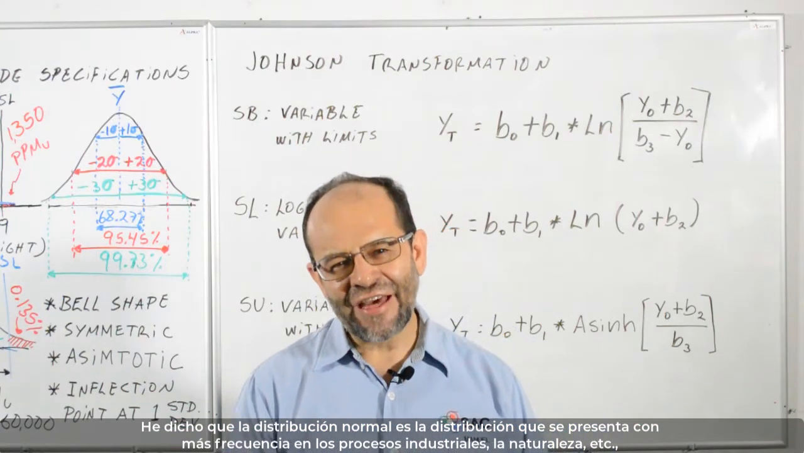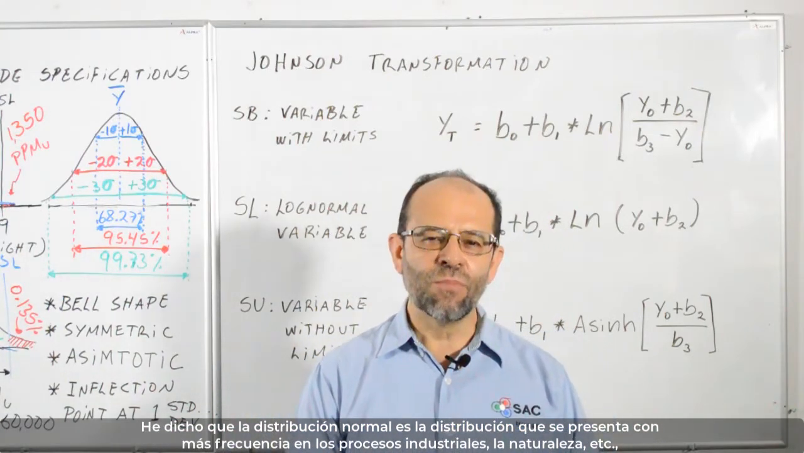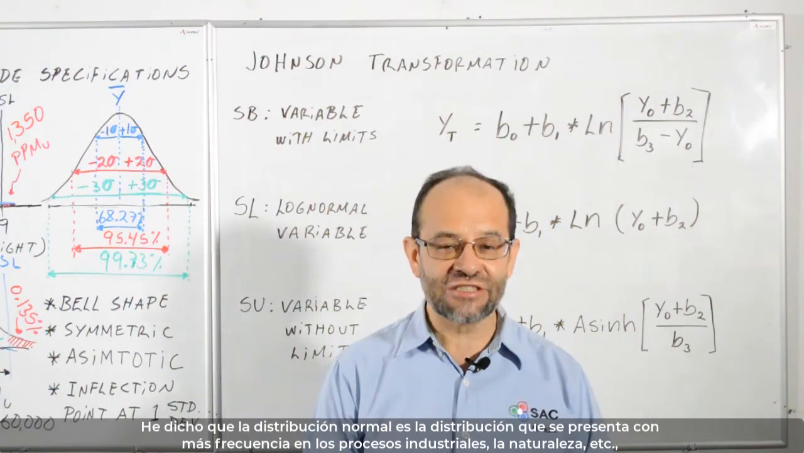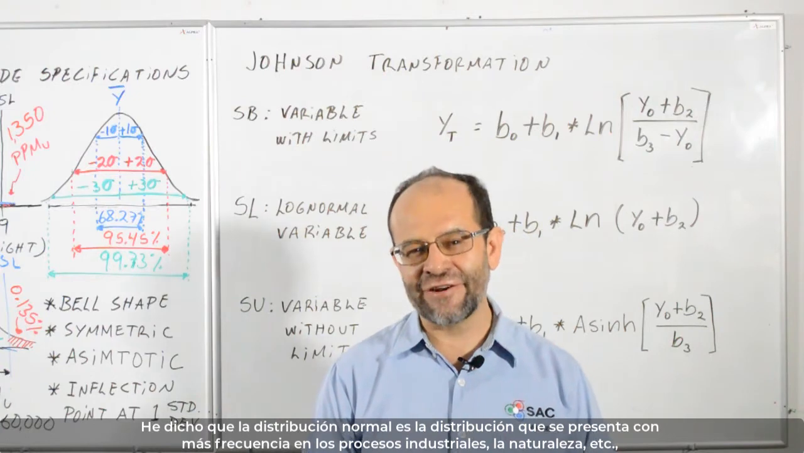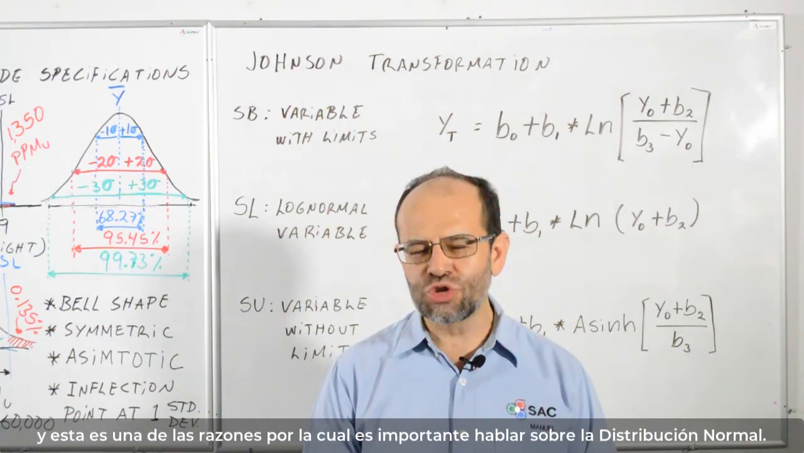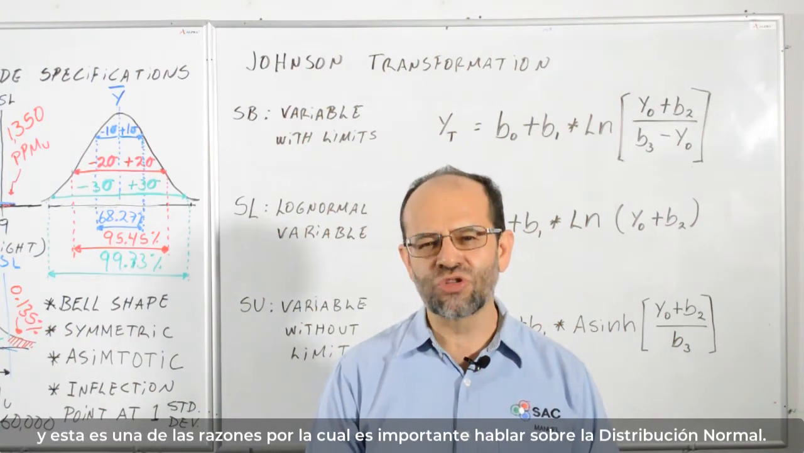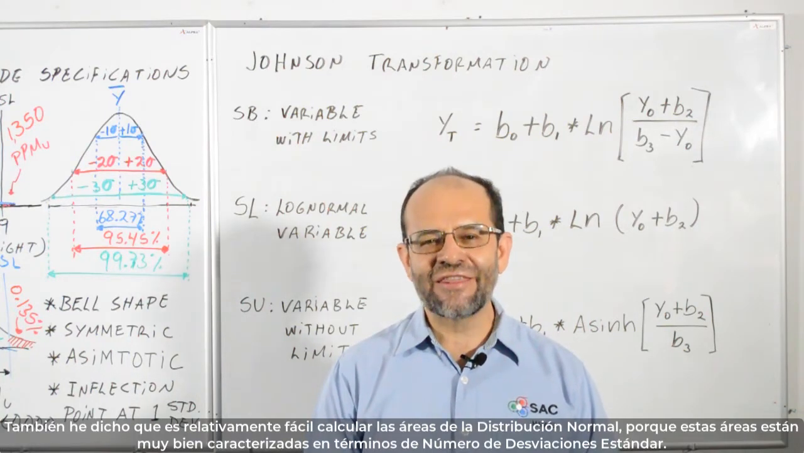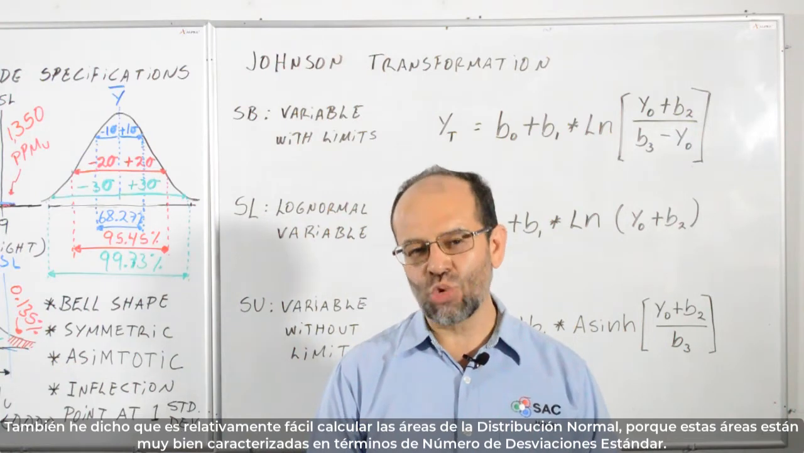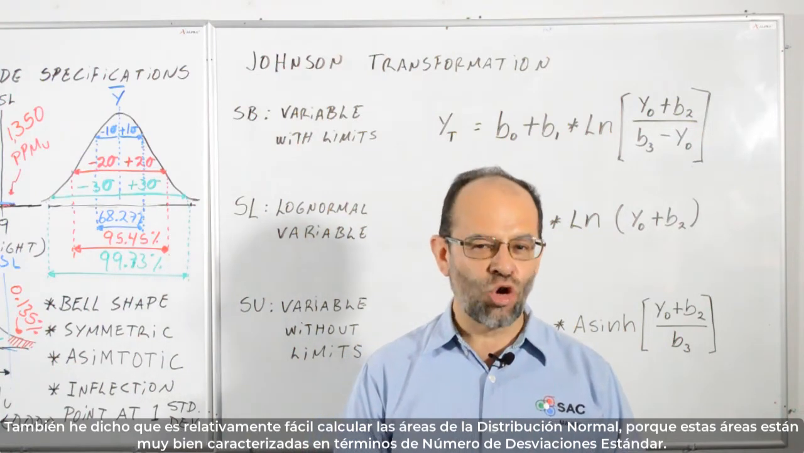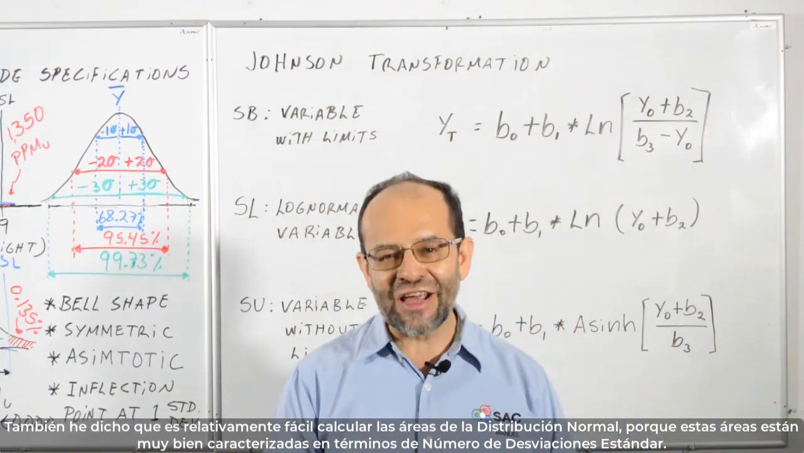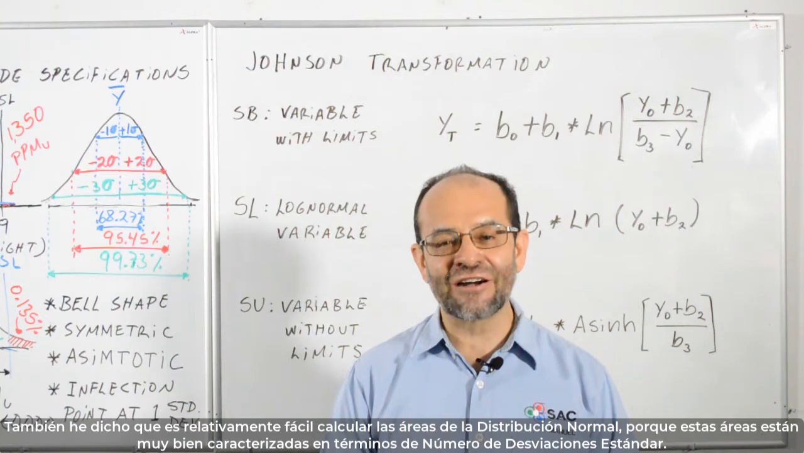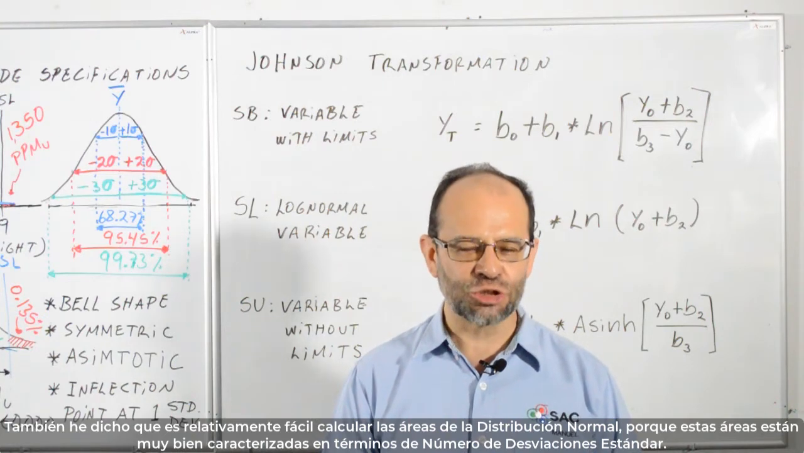I have said that the normal distribution is the most frequent distribution that happens in industry processes, in nature, in variables, etc. And that's one of the reasons why it's important to talk about the normal distribution. Also, I have said that it is relatively easy to calculate the areas of the normal distribution, because the areas are very well characterized in terms of number of standard deviations.